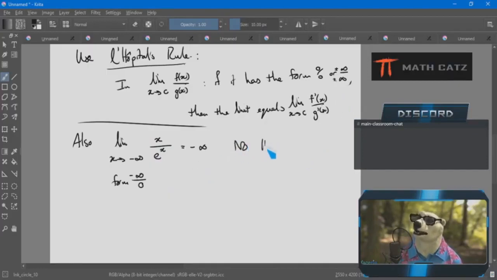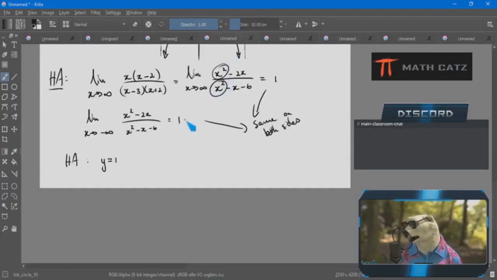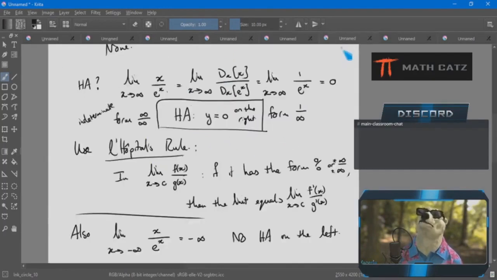So there's no horizontal asymptote on the left. And there is a horizontal asymptote on the right. So what I see in contrast to the rational functions, where the horizontal asymptote is always going to be the same on both sides, I don't have that symmetry anymore. For something with an exponential component, I could have a horizontal asymptote on one side, but not on the other.